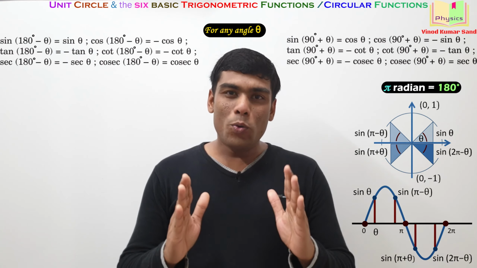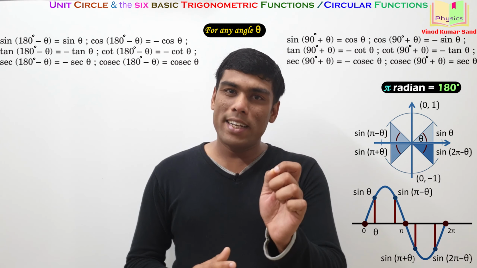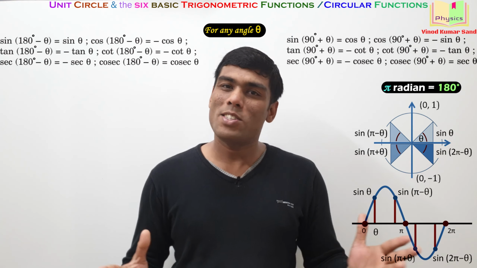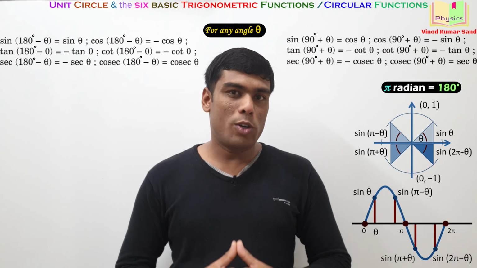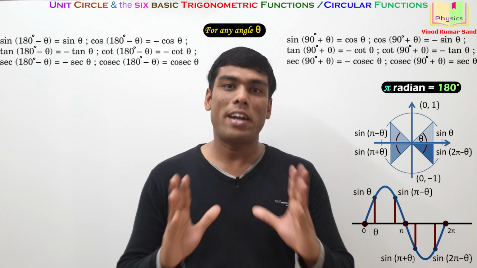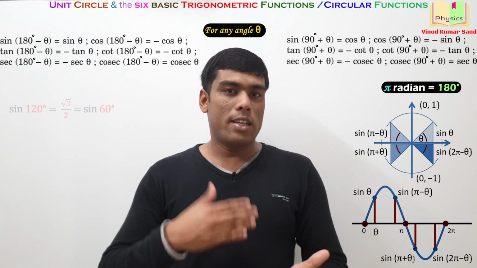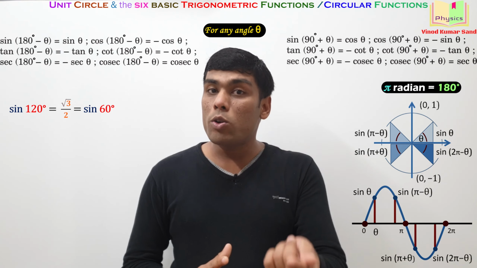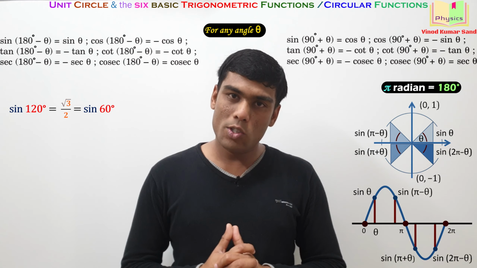Now we can see a few general formulas on the screen. Sine of 180 degree minus theta is equal to sine theta, cos of 180 degree minus theta is equal to minus cos theta and tan of 180 degree minus theta is equal to minus tan theta. These can be verified very easily. For example, sine 120 degree is equal to sine 60 degree, which is root 3 by 2, and sine 120 degree can be written as sine of 180 degree minus 60 degree.